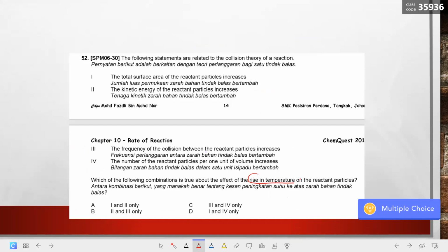If there is a rise in temperature, what is the reasoning behind it?